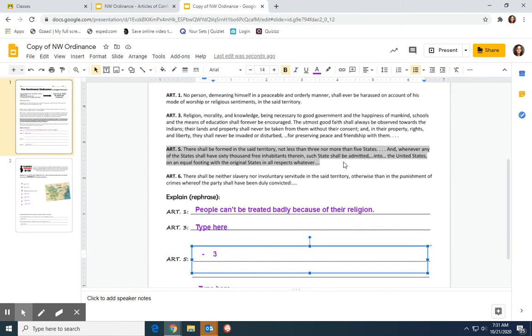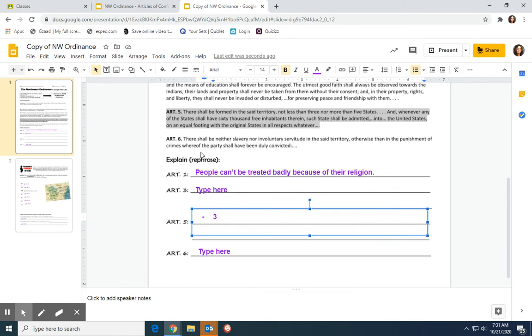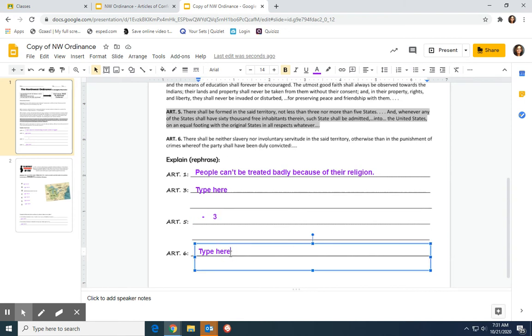And it says you're on the original footing. So when you come to this family, we will treat you like the rest of the states. So we're going to treat you the same as if you were here the whole time. So you need to reword that in Article 5. There shall be neither slavery nor involuntary servitude in the said territory, otherwise than in punishment of crimes, whereof the party shall have been duly convicted. So Article 6 is talking about there being no slavery in the new states.